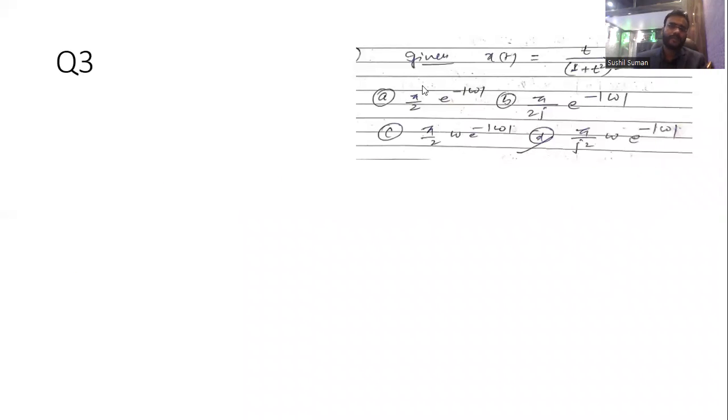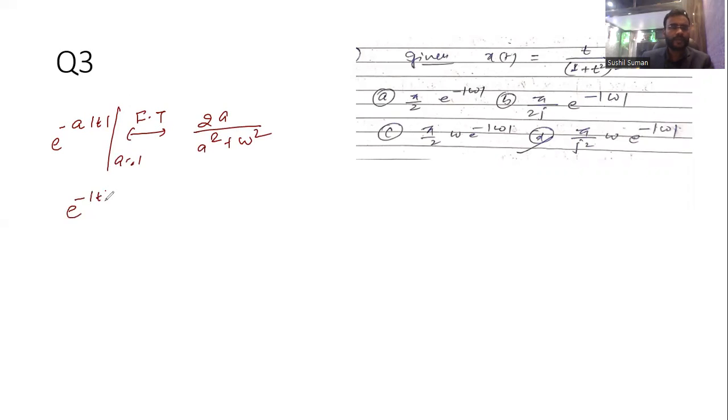This is a very simple question. As you know, e raised to power minus |t|, what is the Fourier transform? 2a upon a squared plus omega squared. Just put a equal to 1. You will get the transform of e^(-|t|) equal to 2 upon 1 plus omega squared. Okay.